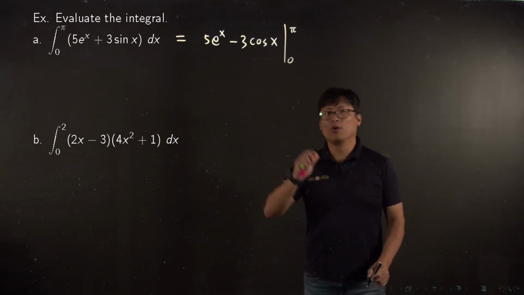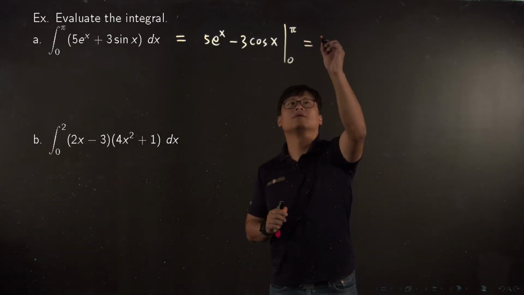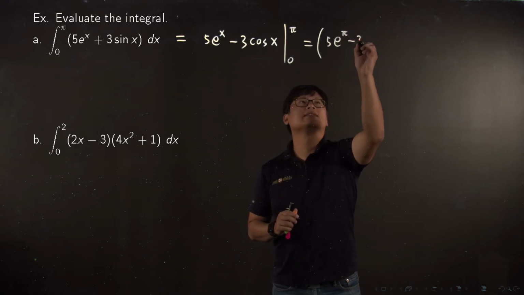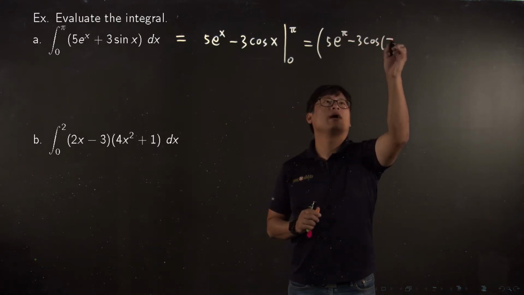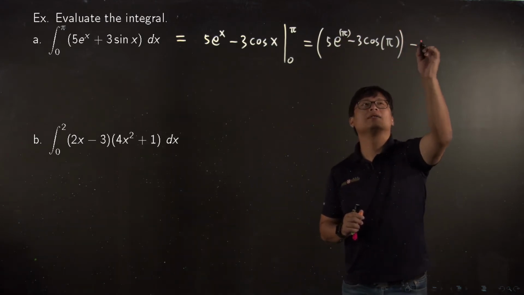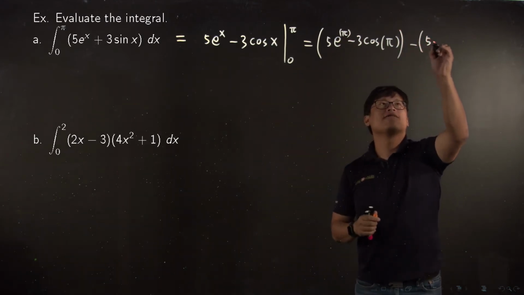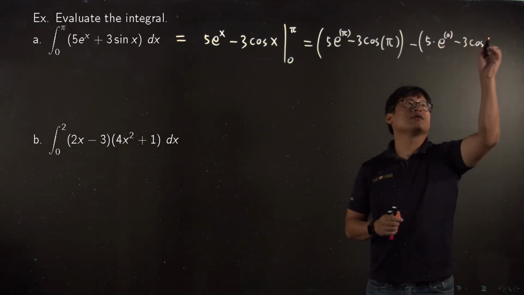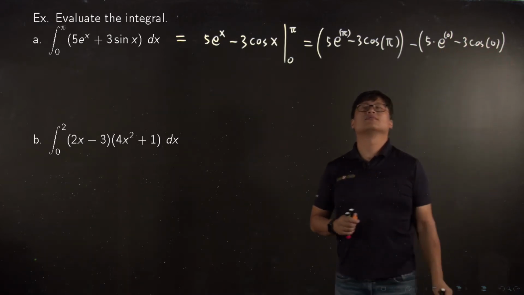So now we're going to plug in pi first. 5 e to the pi minus 3 cosine of pi. Let me give a parenthesis for plugging, okay? And minus, plug in 0: 5 e to the 0 minus 3 cosine 0, okay?